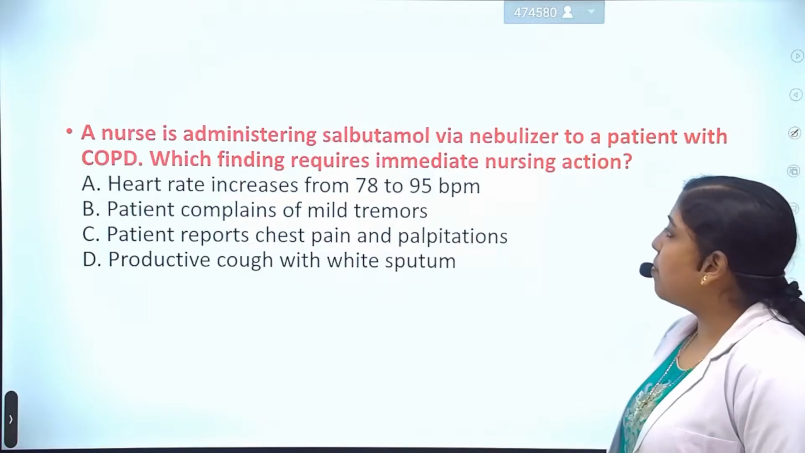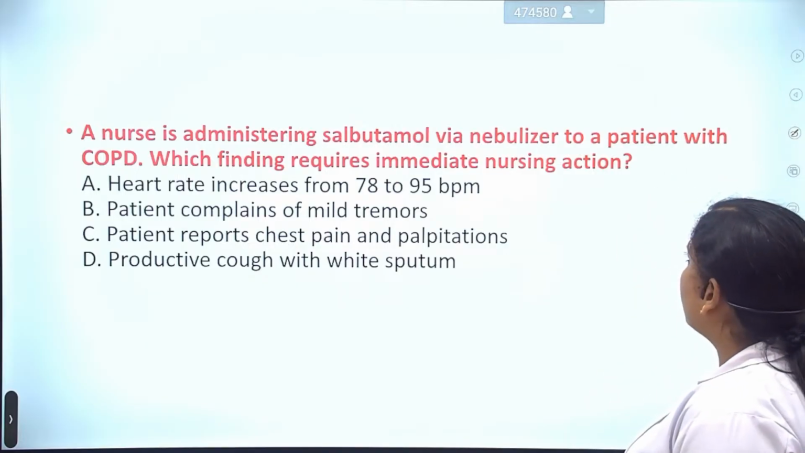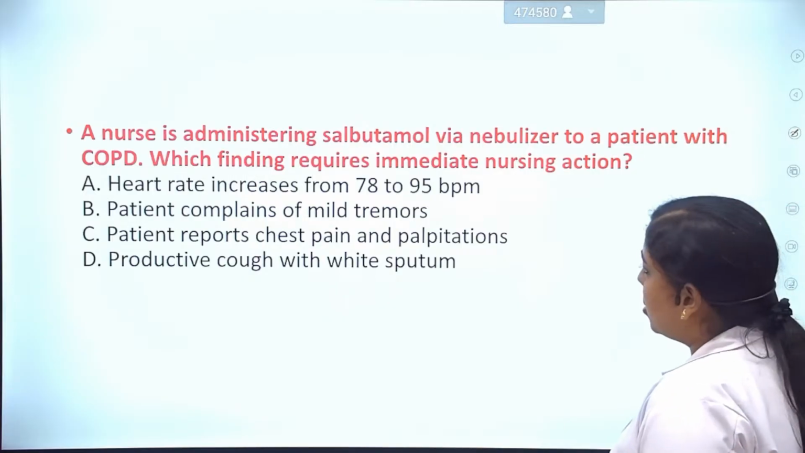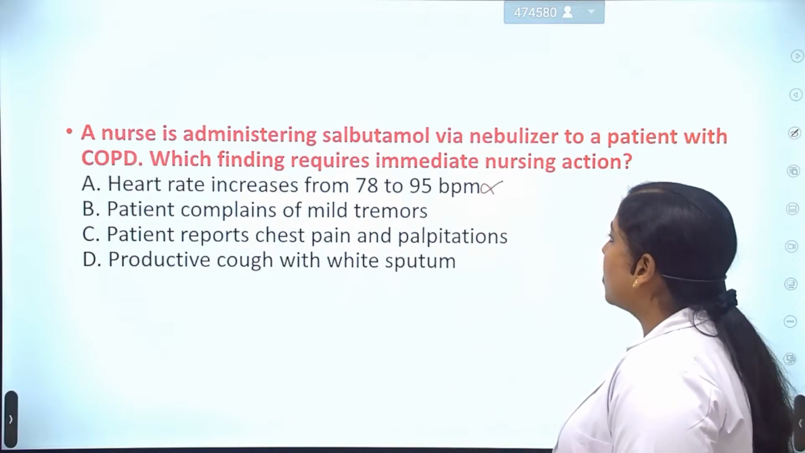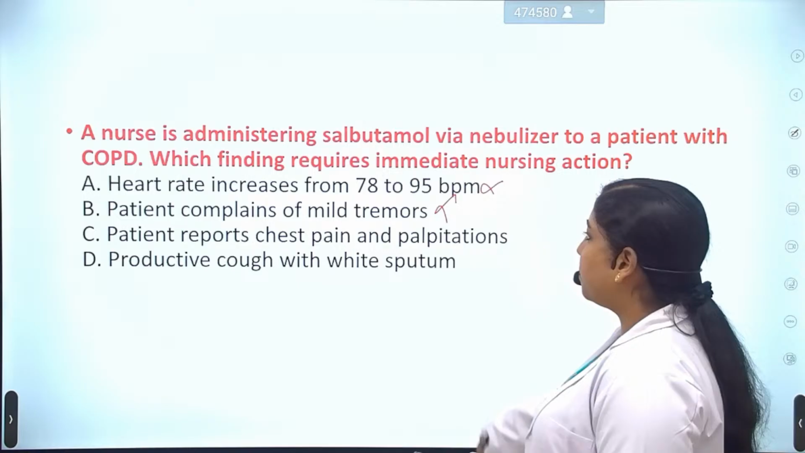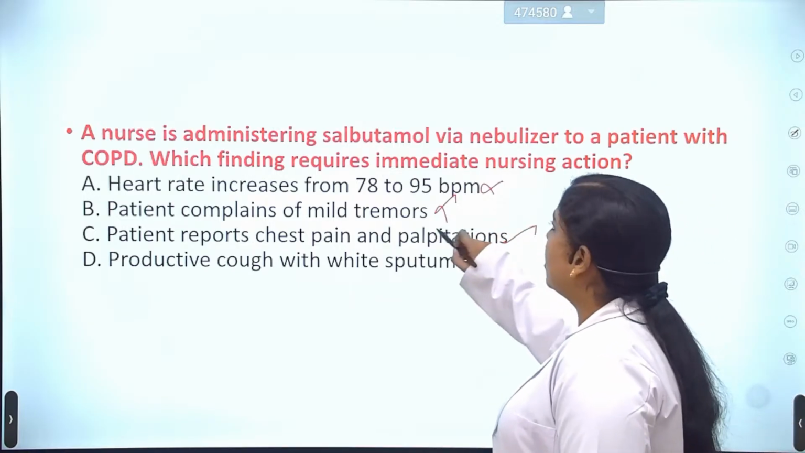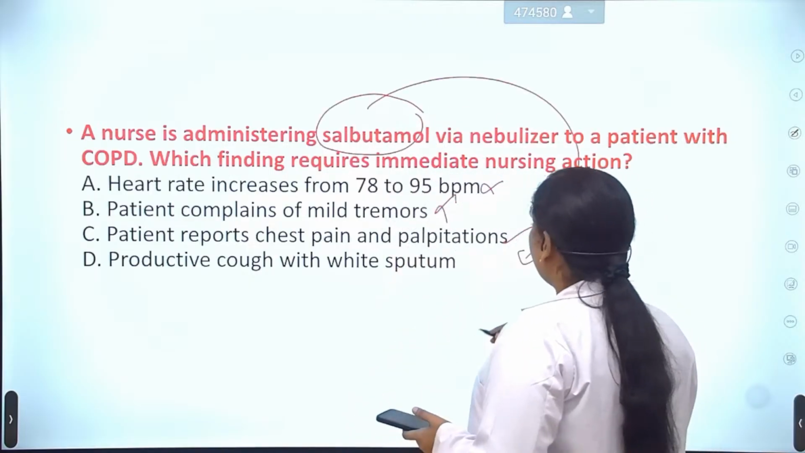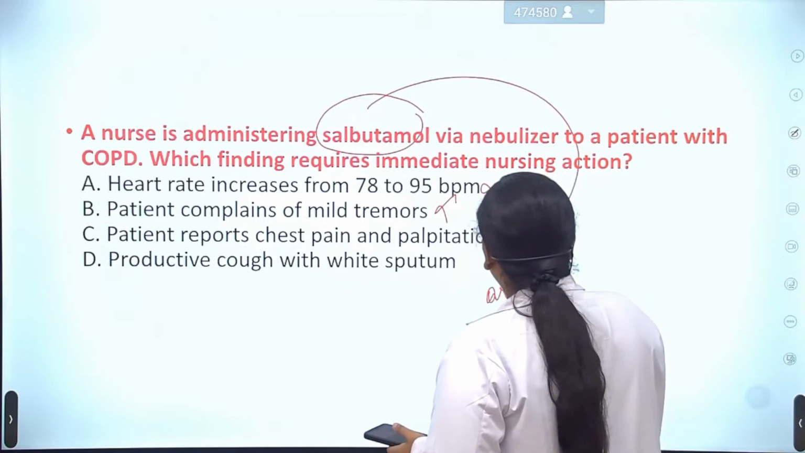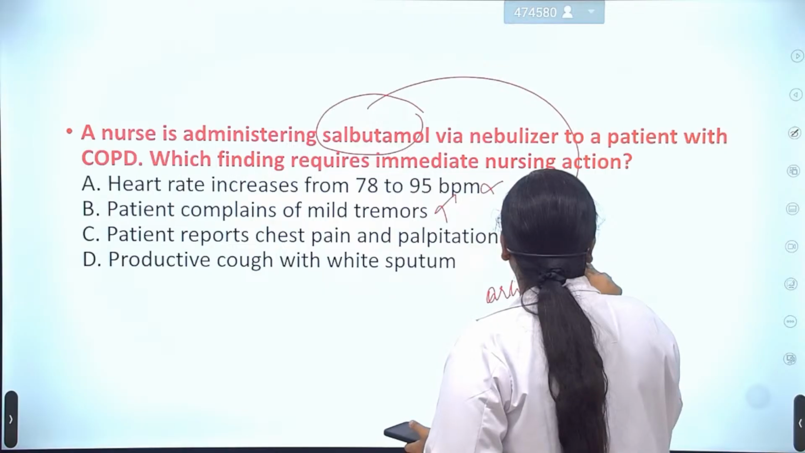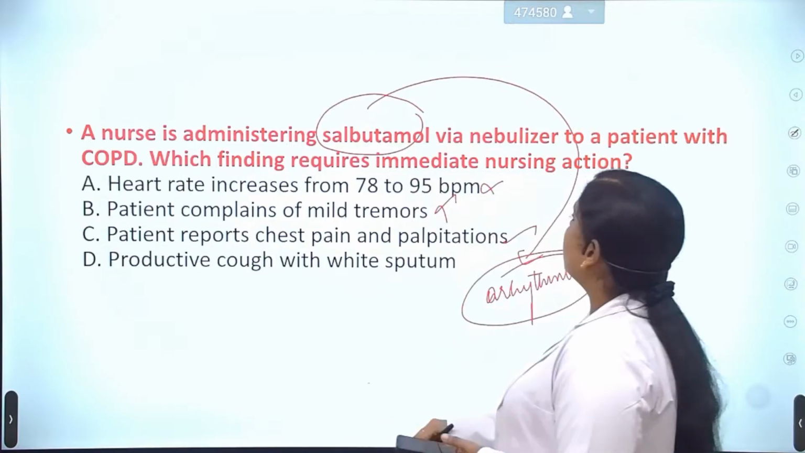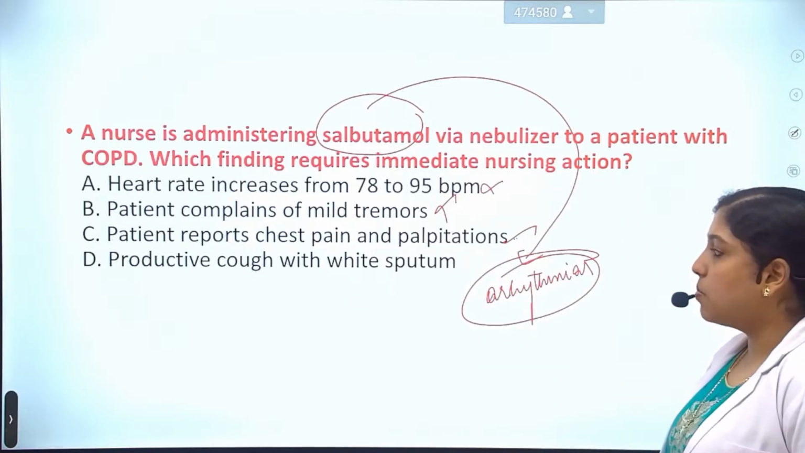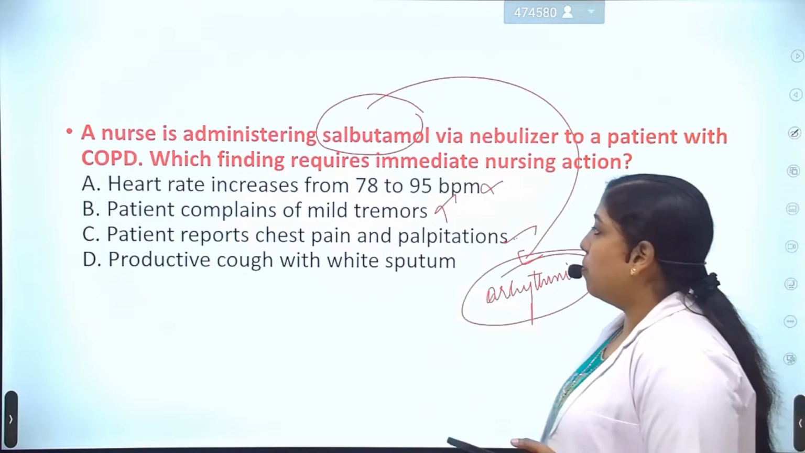A nurse is administering salbutamol via nebulizer to a patient with COPD. Which finding requires immediate nursing action? Heart rate increase from 78 to 95? No. Patient complains of mild tremor? No. Patient reports chest pain and palpitation? Yes. Salbutamol has an increased effect of causing arrhythmias. So it is very important to note that if the patient has chest pain and palpitation, it is possible the patient might go for some kind of arrhythmia. Productive cough with white sputum? No.